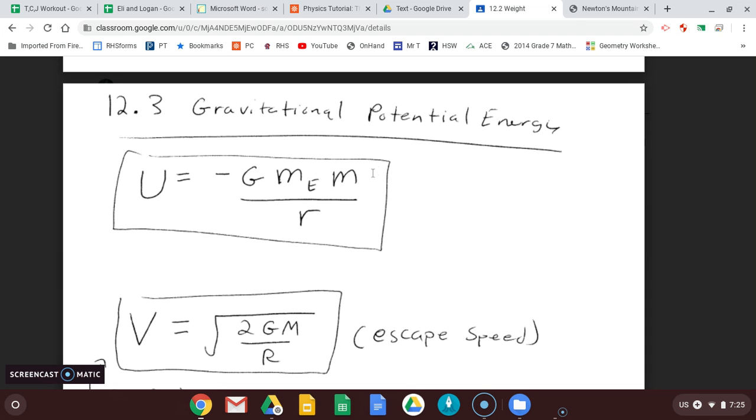So mass of the Earth times any mass m, this would be the object that is orbiting the Earth or whatever planet or star we're talking about, and there's that distance r. But that formula comes from the negative integral of the force, the universal gravitation function.